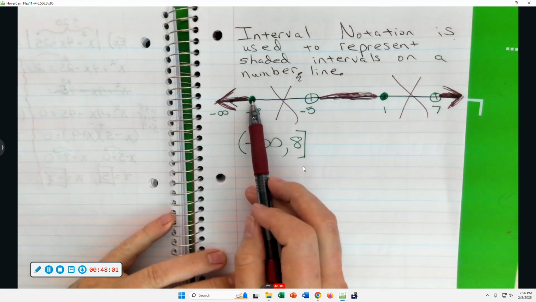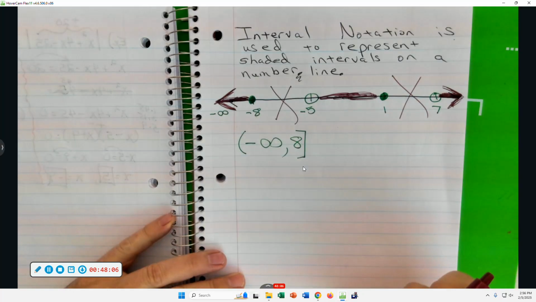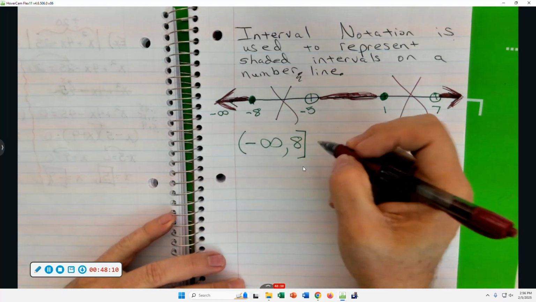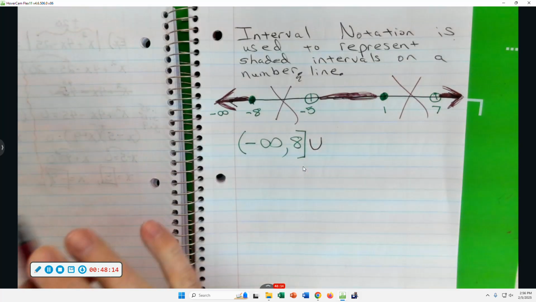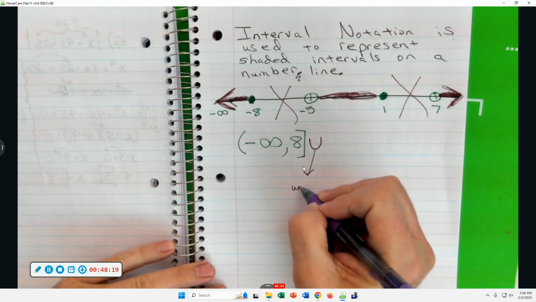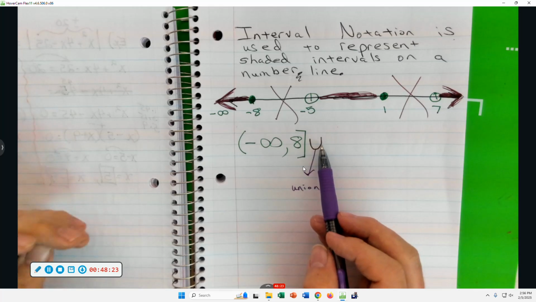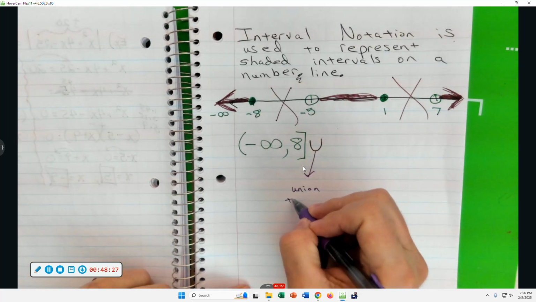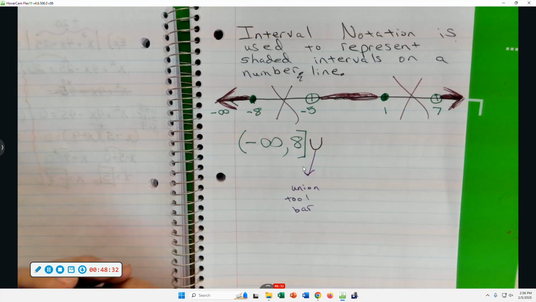So every number to the left of negative 8, including negative 8, is in our solution. Well, what about these numbers here? I'm going to say "or," and this little symbol there is a union symbol, and it'll be found in the toolbar. That's the symbolic representation of the word "or." You'll find that in the toolbar on Monday when we start typing in these answers.